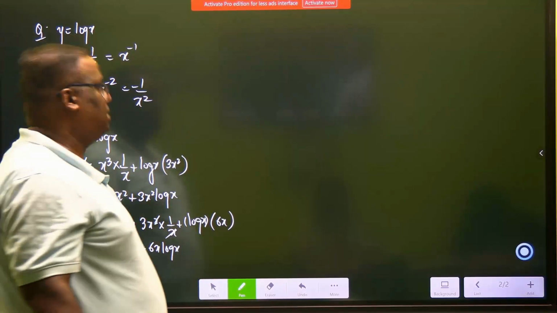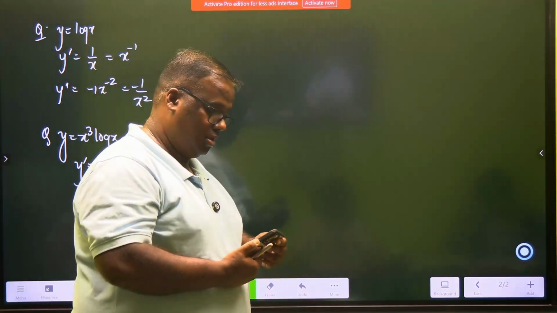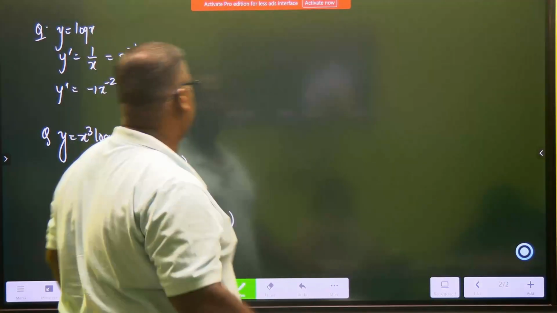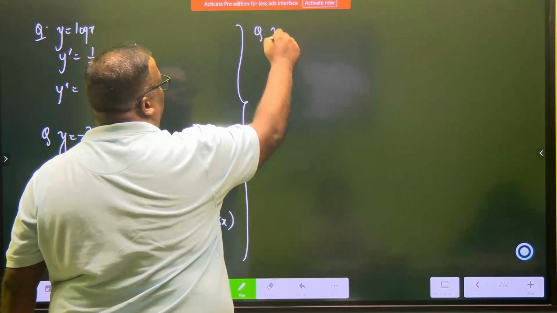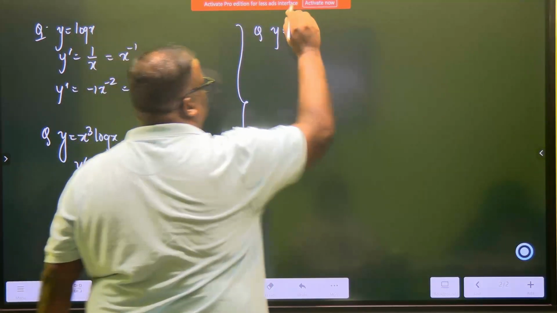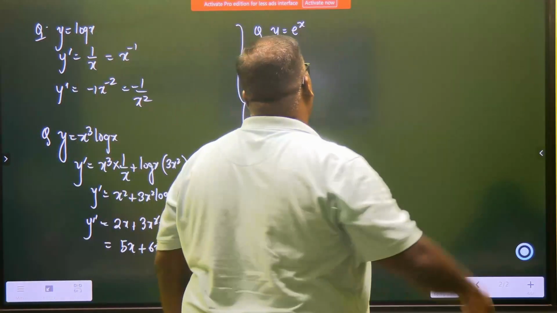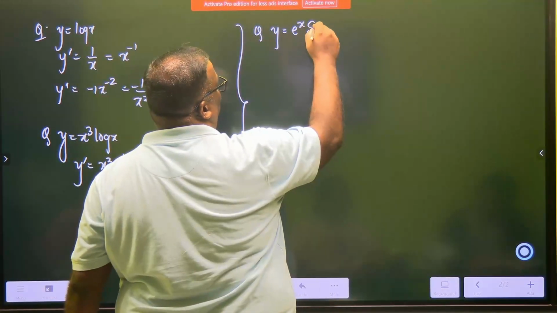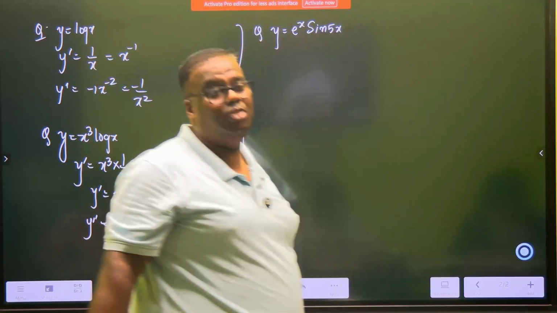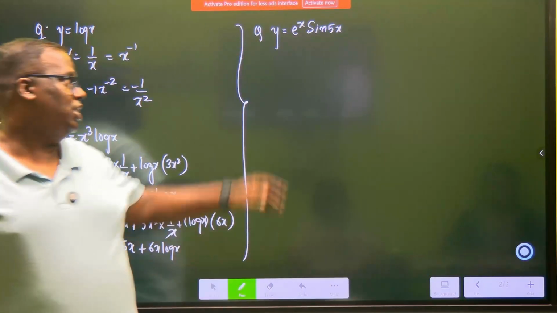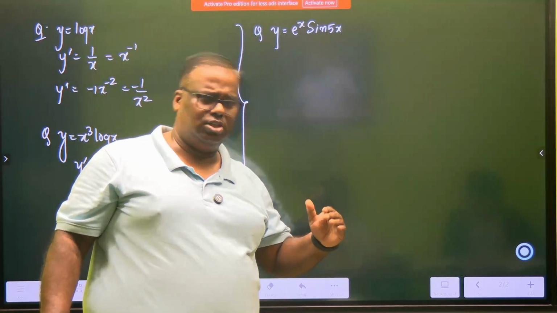Shall we do the next one? E to the power x. Question. Y equal to e to the power x, and then what do we have? Sine 5x. This one, let's see. Who will help me? This will be a product and there will be chain also. Zoe, will you be able to wrap this? Take a shot.